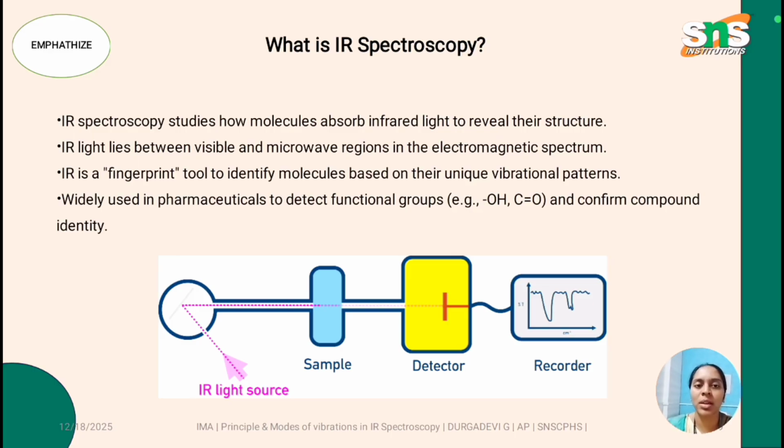As you can see, the IR light source will provide the light radiation ranging from 800 nanometer to 1 micrometer, and this will pass through the sample. The sample will absorb the IR radiation, and the amount of radiation absorbed by the sample will be detected with the help of the detector, and the graph will be recorded with the help of the recorder.